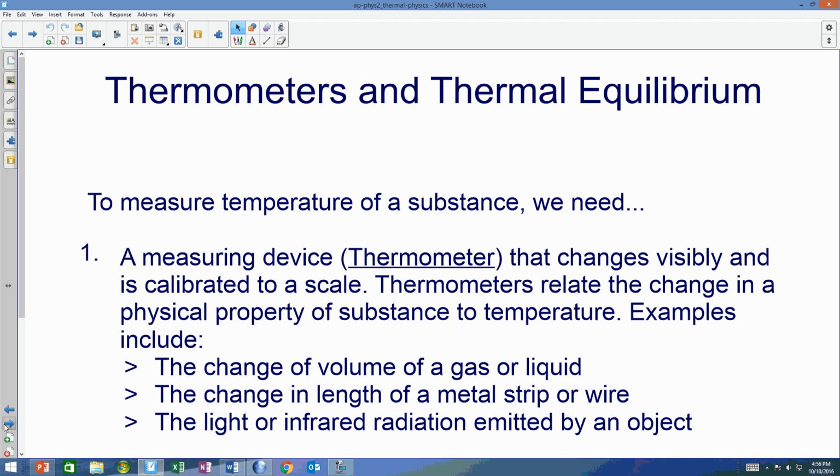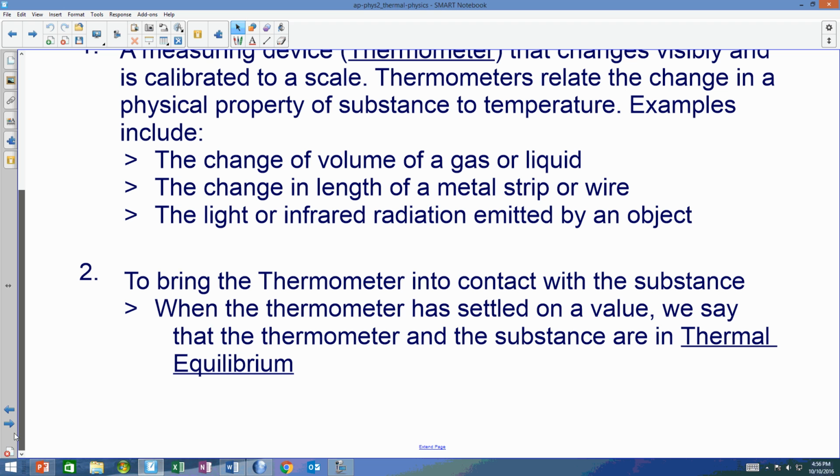To measure the temperature of a substance, we need, 1, a measuring device, such as a thermometer, that changes visibly and is calibrated to a scale. Thermometers relate the change in a physical property of a substance to temperature. Some examples are the change of volume of a gas or liquid, the change in the length of a metal strip or a piece of wire, the light or infrared radiation emitted by an object. And 2, to bring the thermometer into contact with the substance. When the thermometer has settled on a value, we can say that the thermometer and the substance are in thermal equilibrium.